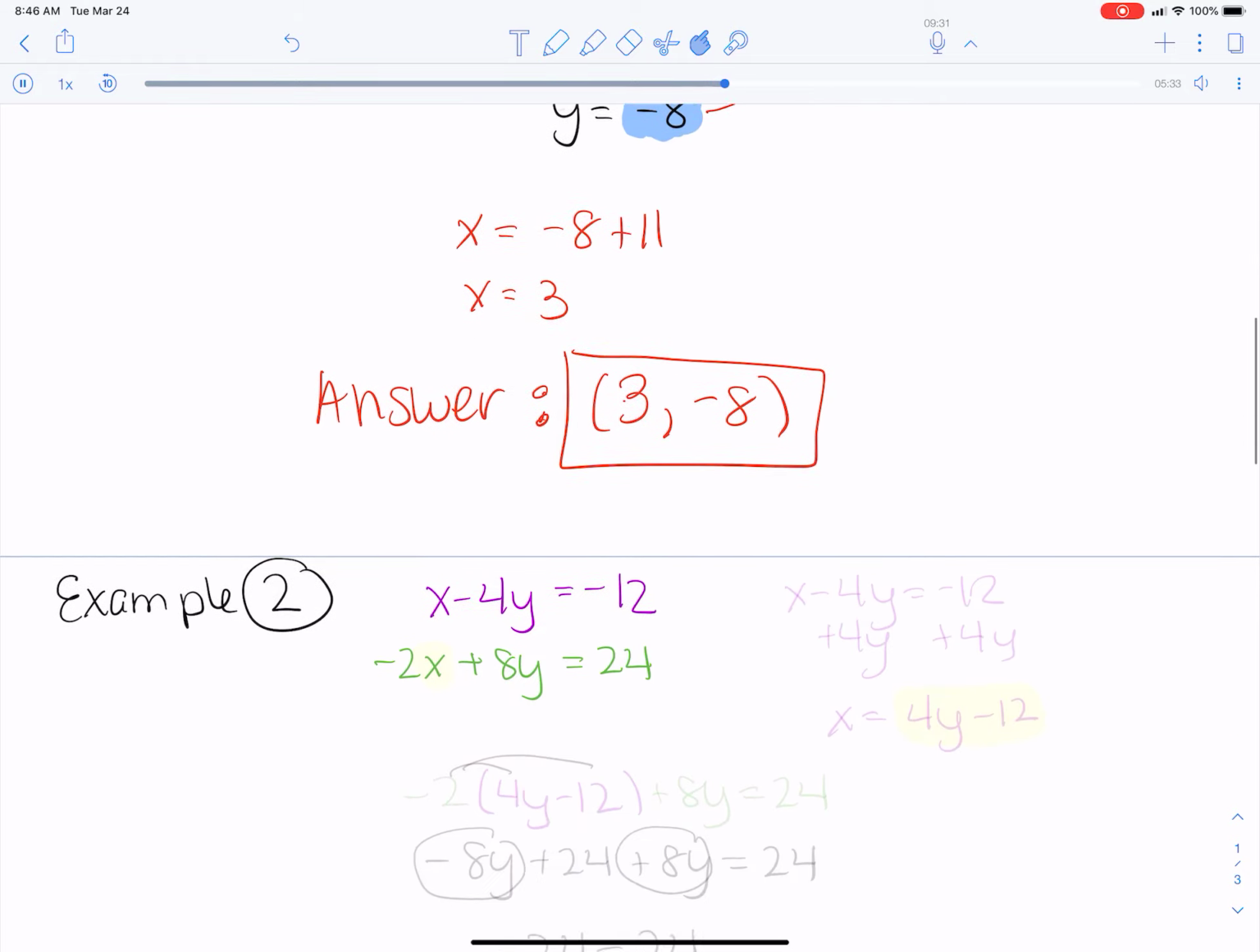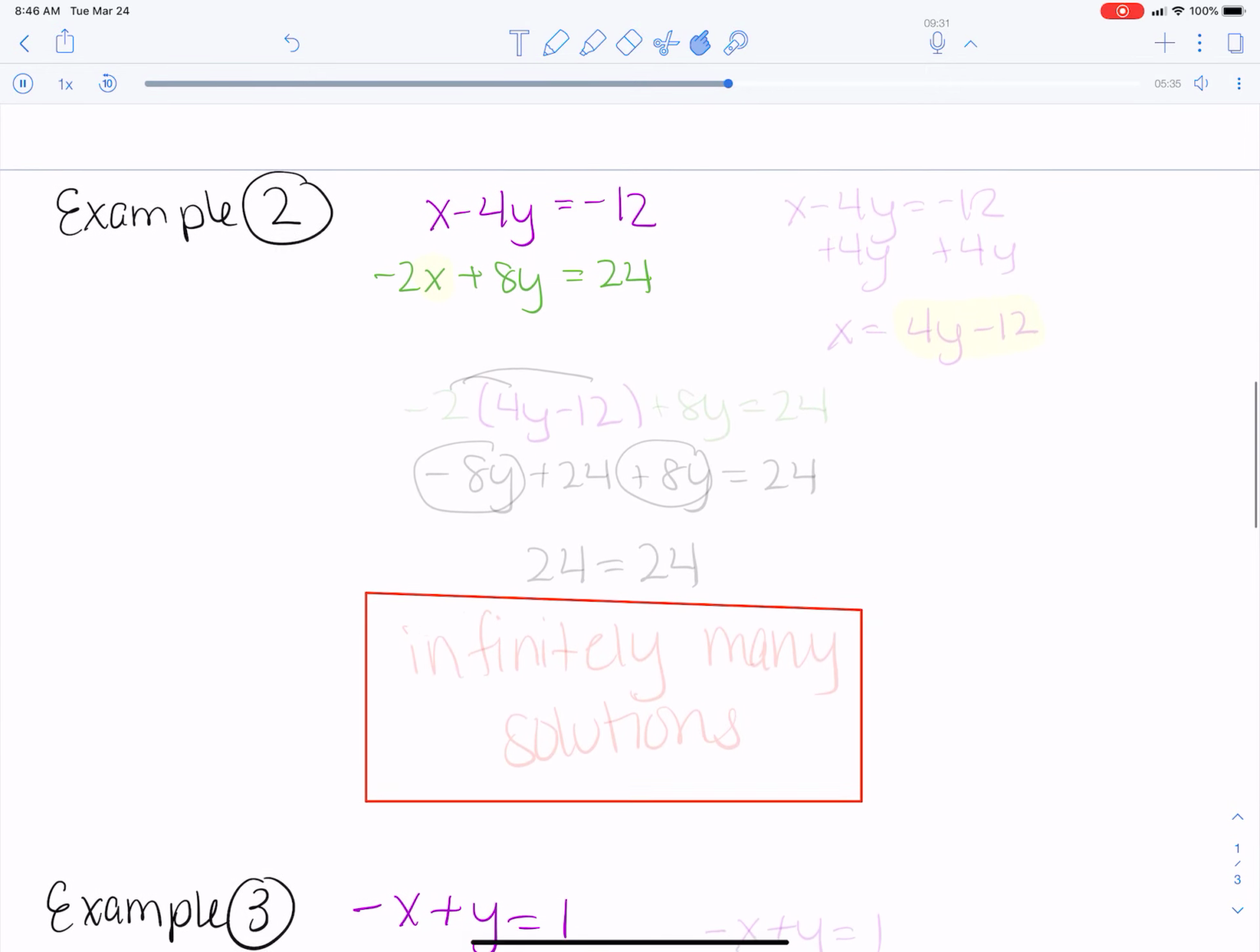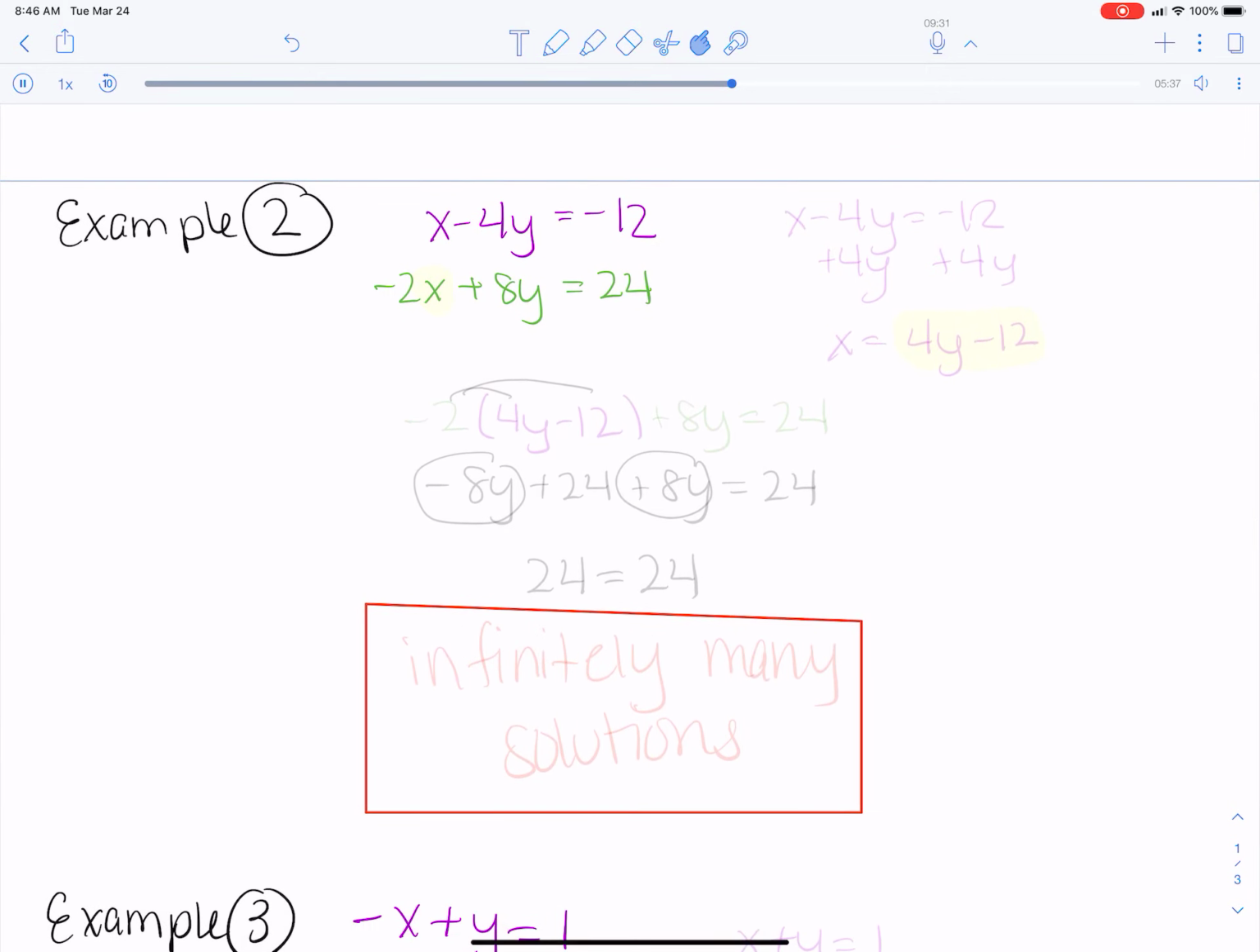Alright, so let's look at example 2. We have x minus 4y equals negative 12 and negative 2x plus 8y equals 24. Alright, so we're going to look at each of these two equations and determine which of the two equations is easier to get a variable by itself. So again, I'm going to use my top equation because one of my variables, the x, doesn't have a coefficient in front of it. So I have x minus 4y equals negative 12. And then I'm just going to add 4y to both sides to get the x by itself.